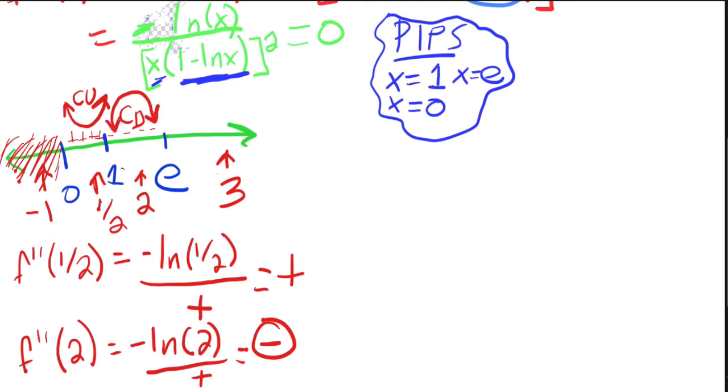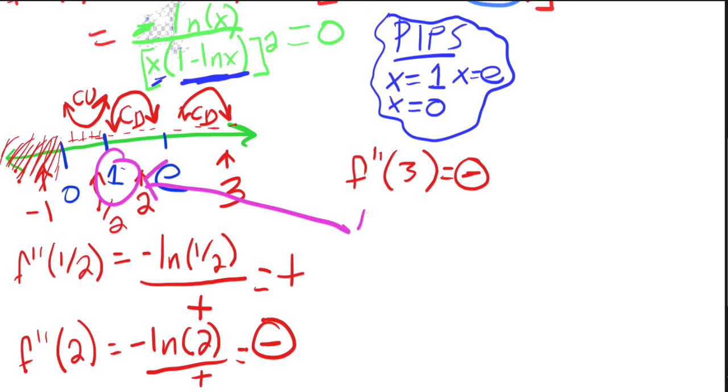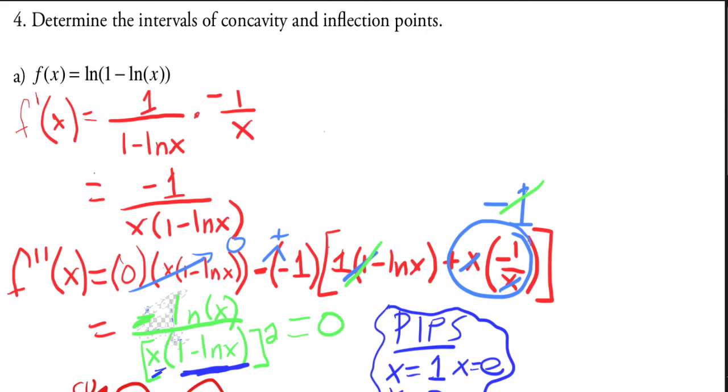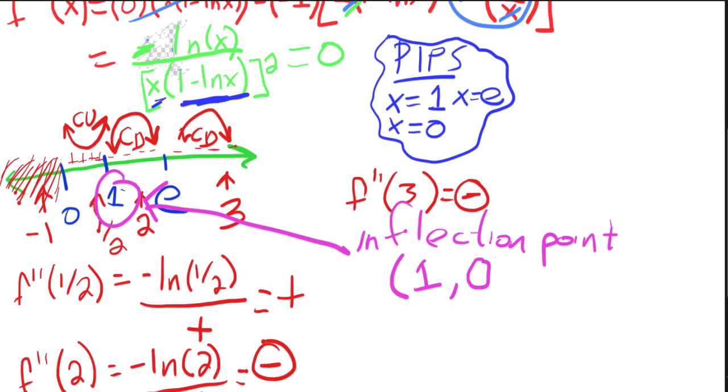So what I have here at 1 is an inflection point. And then let's do one more. At 3, I'll plug it in and you get negative again, which means that it's concave down, so no inflection point there. So this guy is an inflection point at 1, comma, and if I plug in 1 into the original, which is up here, you'll notice that ln of 1 is 0, so we get 1 minus 0, which equals 0. So my inflection point is at (1, 0).